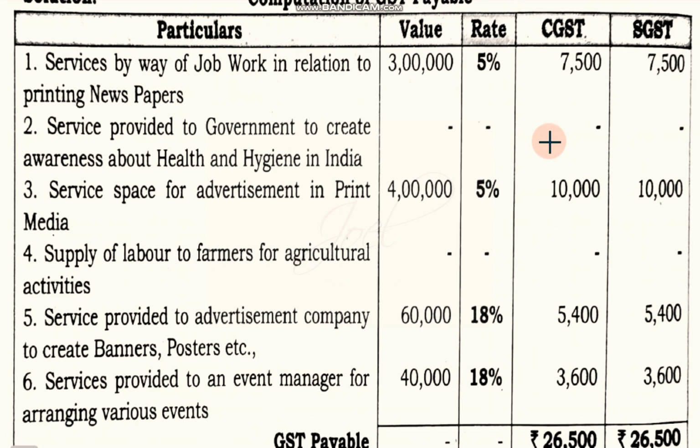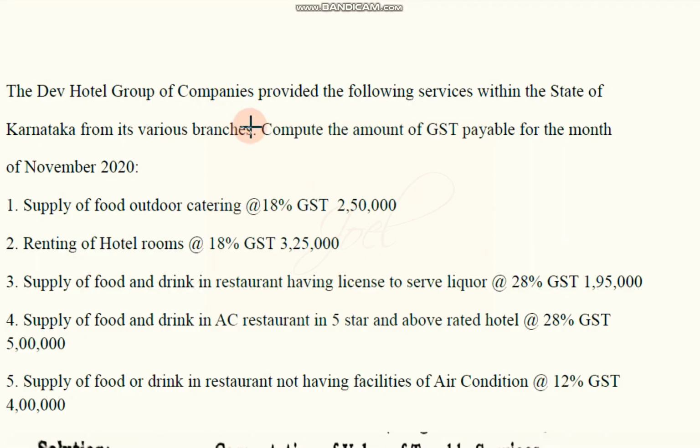We'll see one more problem, second problem in today's video. The Dev Hotel group of companies provided the following activities within the state of Karnataka. See, within the state of Karnataka, again you should know this particular thing. Within the state of Karnataka is given. That means all transactions will attract SGST and CGST. None of them will attract IGST.